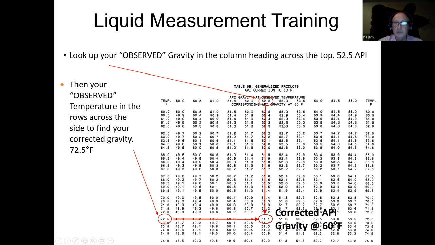This is the same whether it's the 5A table or the 5B table. It doesn't matter, it's the same process. You take your reading of 52.5 degrees API and find that on your chart. Then you look at the temperature of the hydrometer that was measured in the cylinder, go to that temperature on the chart, and cross-reference these two. We've determined that the corrected gravity at 60 is 51.1 API. We'll need that number to go to the next table to determine the CTL.